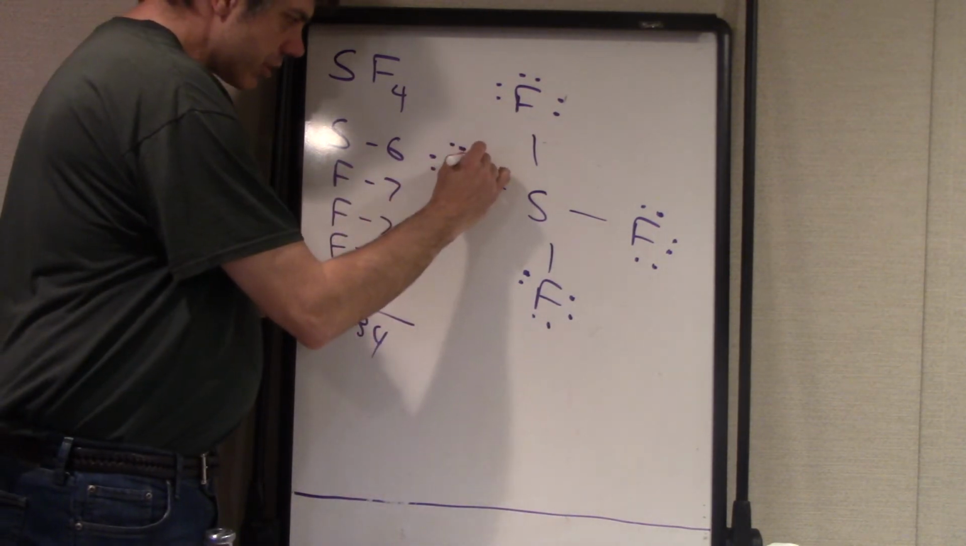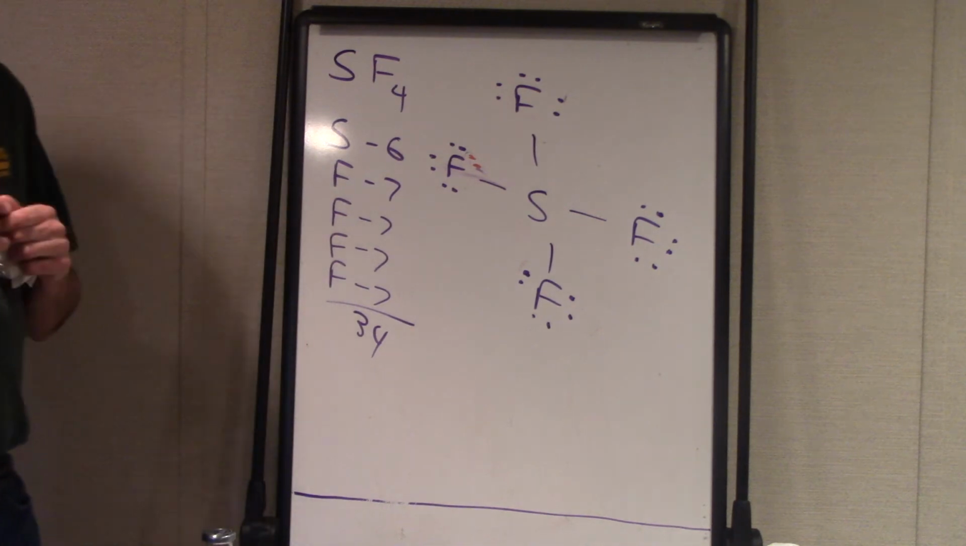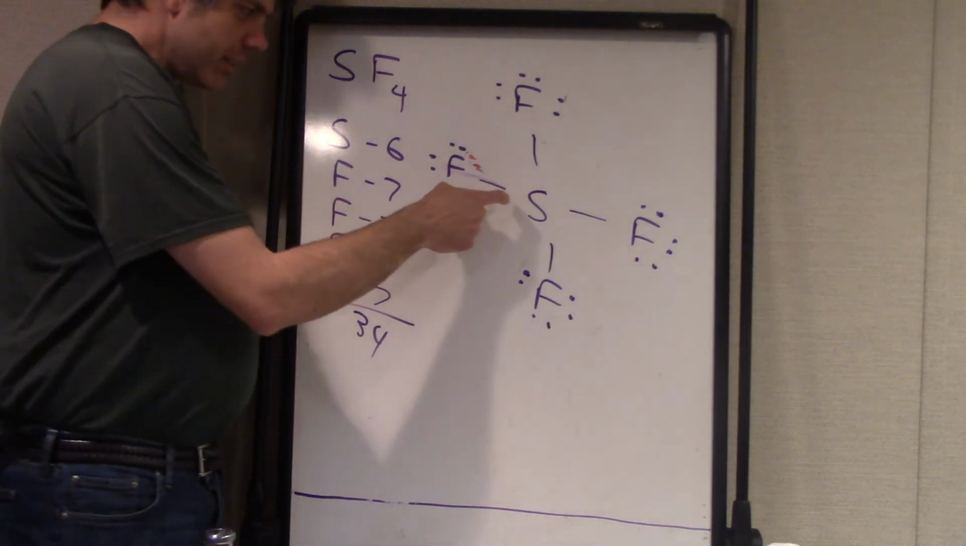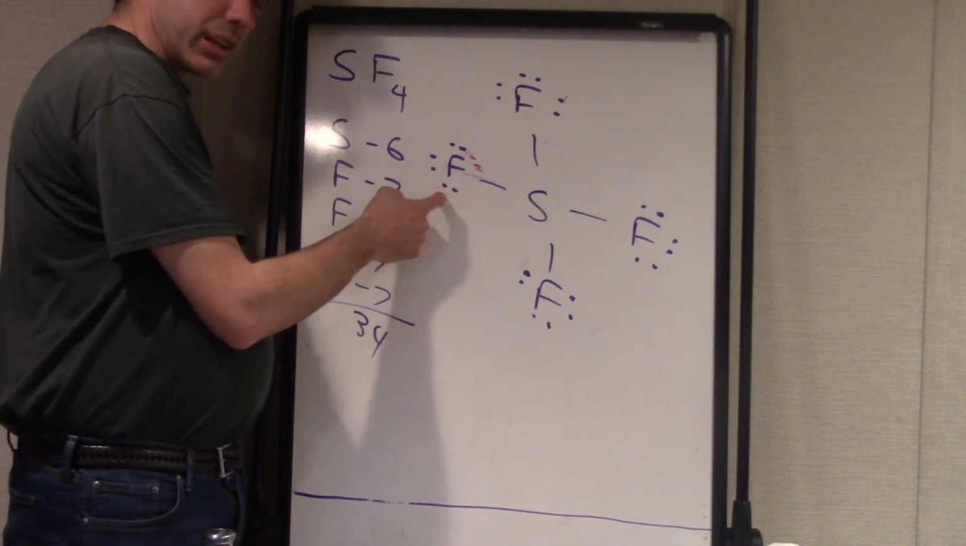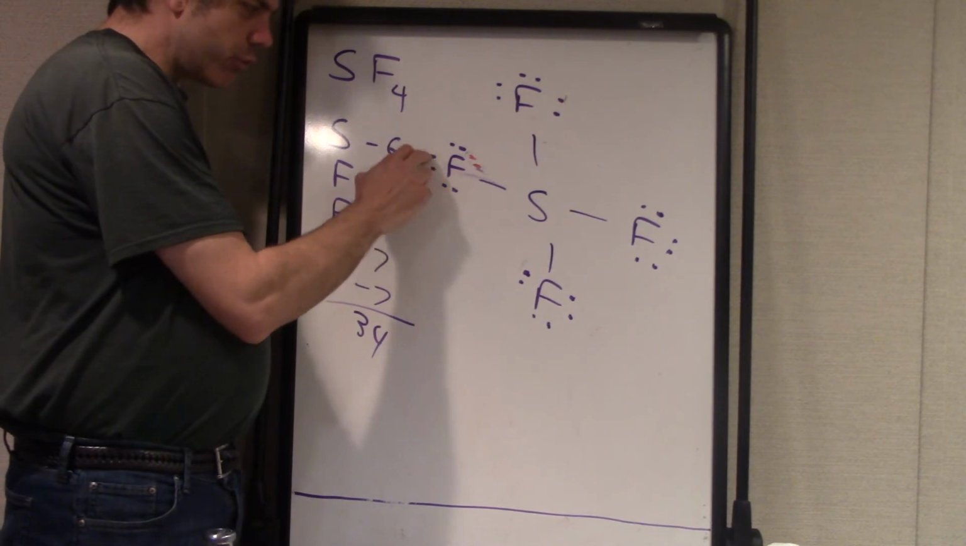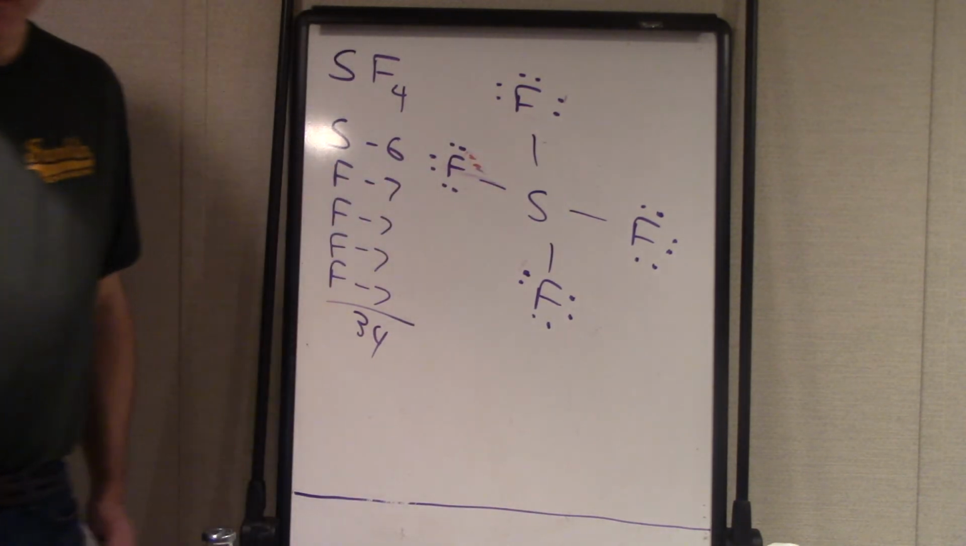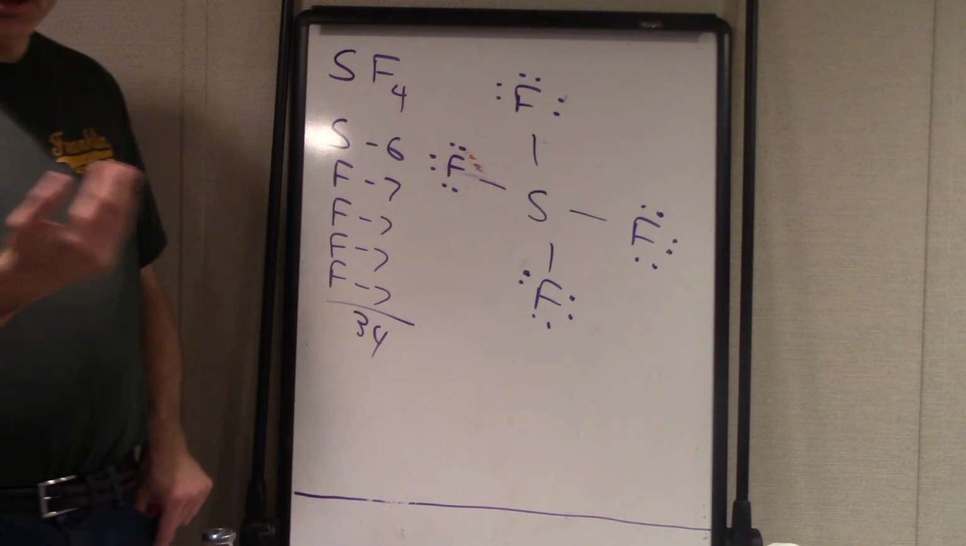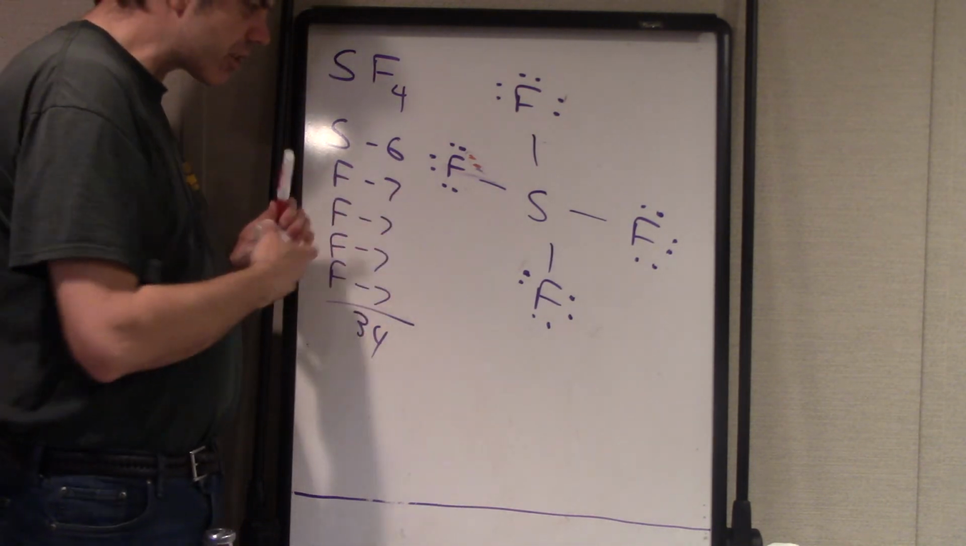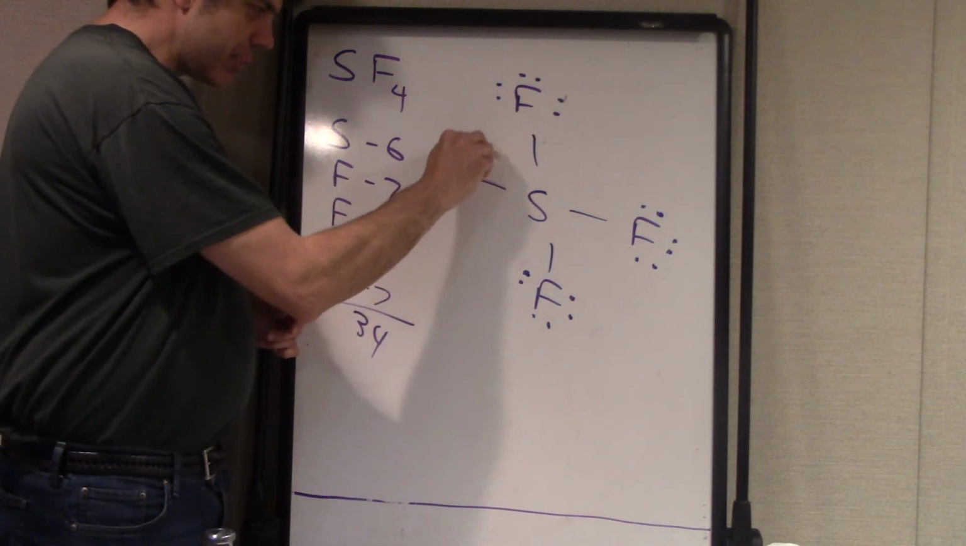Is that an option? Does that make things better or worse? Well, yeah, it fixes things on the sulfur, but it really messes things up on the fluorine. 2, 4, 6, 8, 10. Now I have 10 around the fluorine, which can't handle it because it's not in the third period or below, and it's an outer atom. That's going to make things worse.